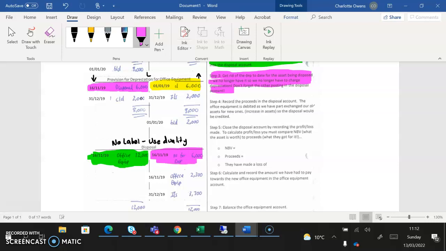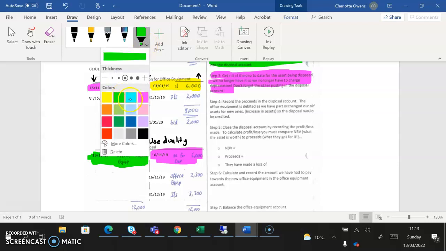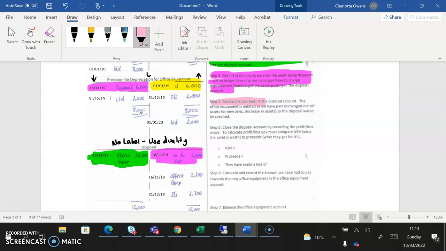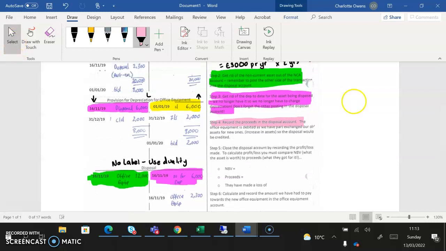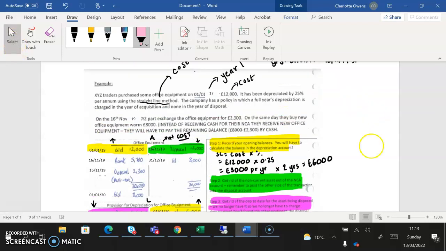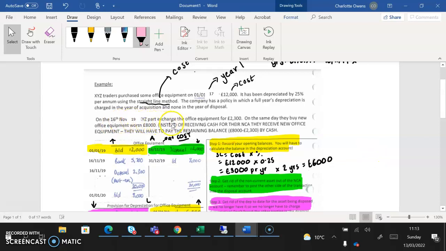Now this is where it starts to change a little bit, in step 4. In step 4, what we are doing is recording the proceeds in the disposal account. Where it's different is that this time, rather than get cash, we receive non-current assets. If I go back to the information provided, when they get rid of the non-current asset, they gain £2,300 worth of non-current assets.